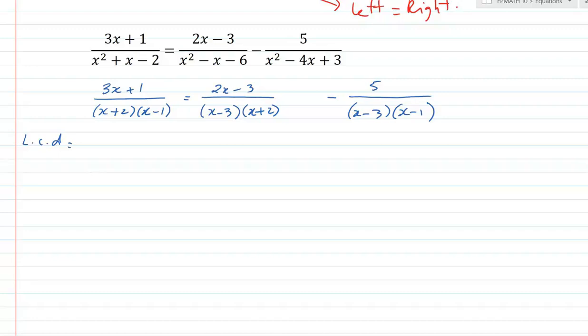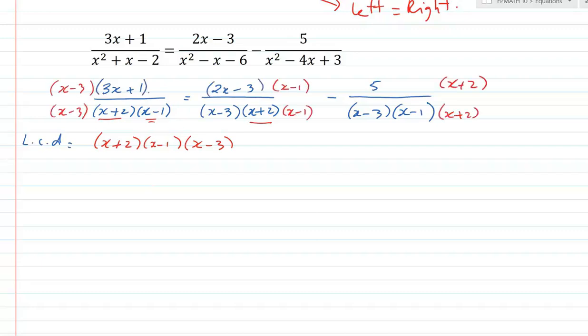So first, all of them must have x plus 2. Okay, so that's the first thing. Next one, they must have x minus 1. And last thing, they must have x minus 3. Okay, and now we're going through each of these rational expressions and then include the missing factor in the denominator, so that they all will have the same lowest common denominator.